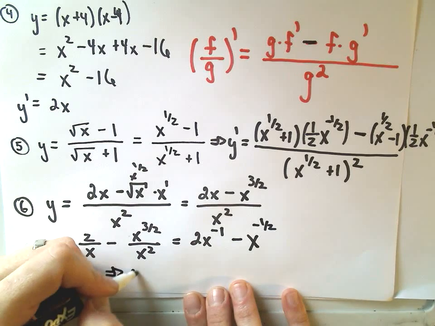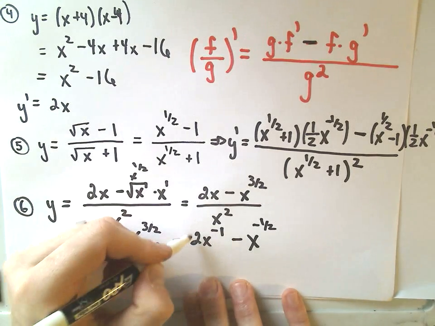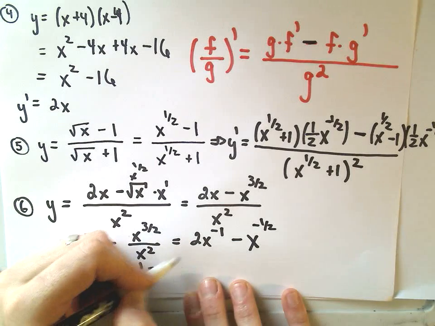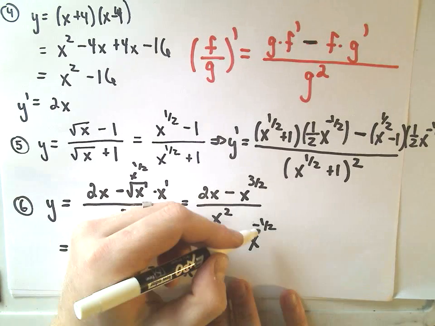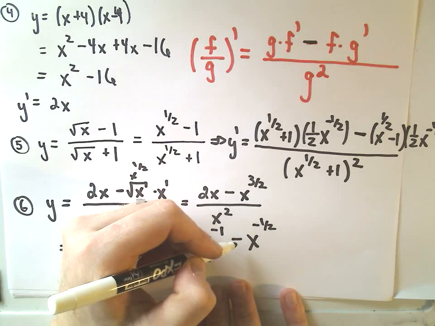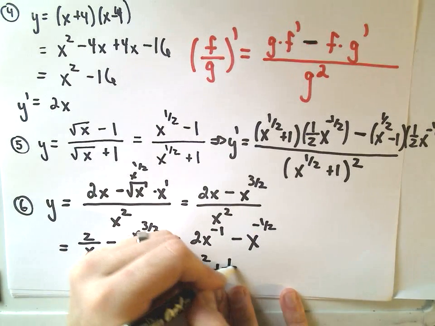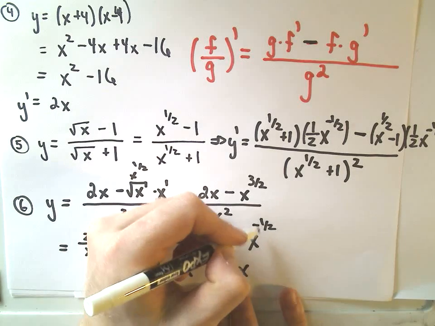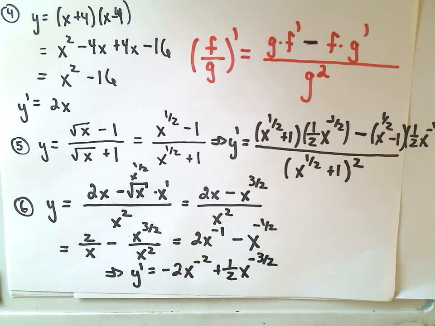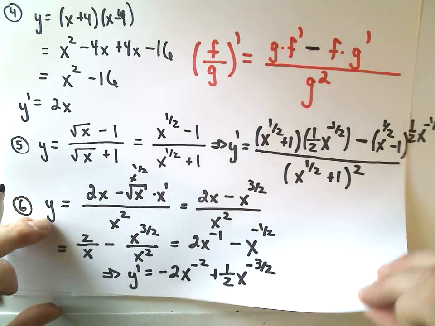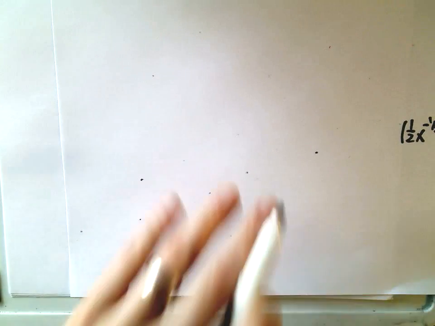So now if we take the derivative of that stuff, the negative 1 will come out front. So we'll get negative 1 times 2, or negative 2, x to the negative second. The negative 1 half and the negative 1 will multiply to make positive 1 half. And then we'll subtract 1 away and get x to the negative 3 halves power. Alright, let's keep on going here.